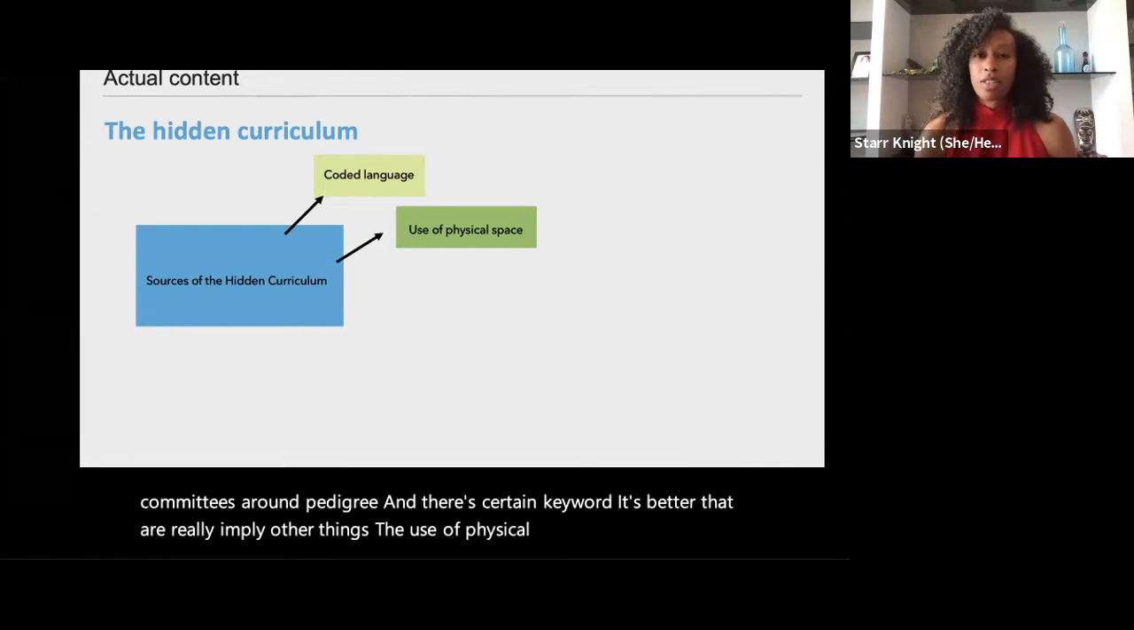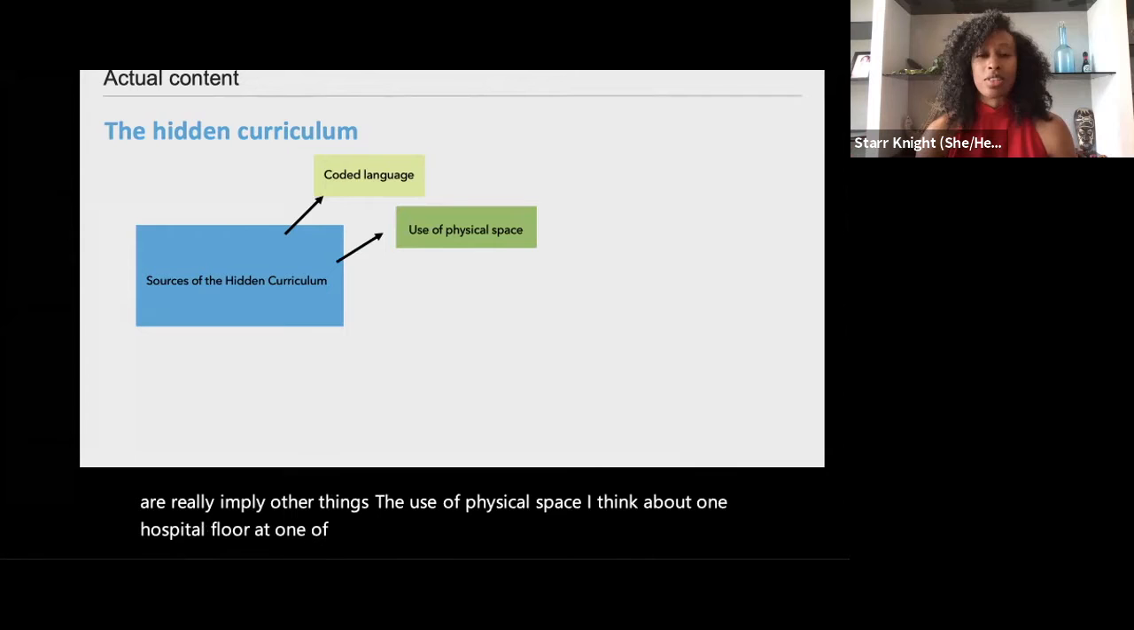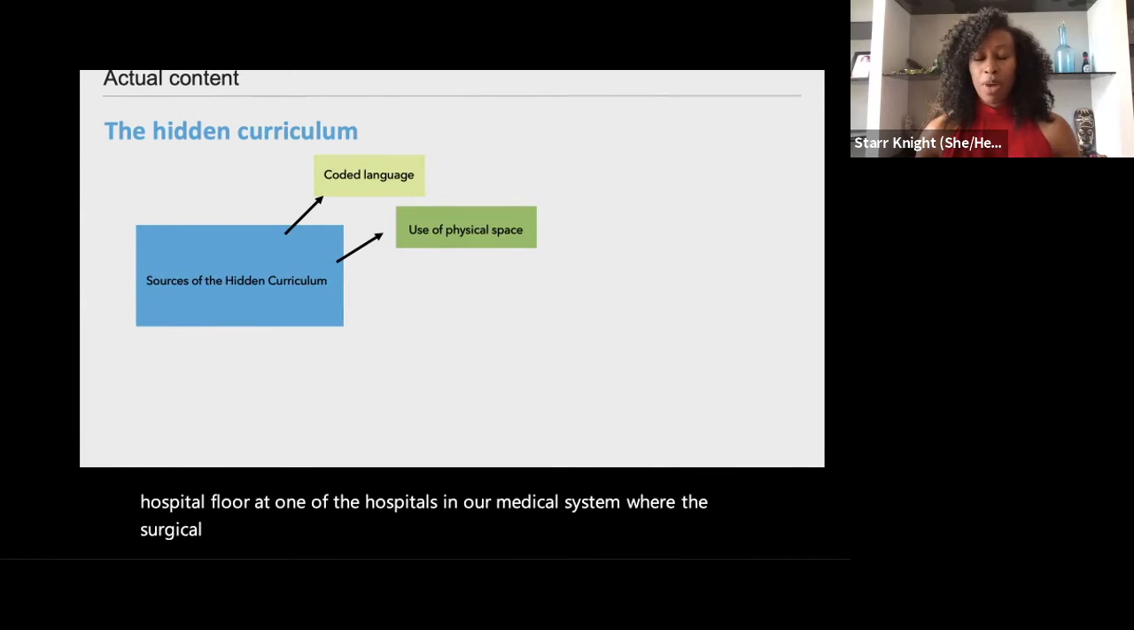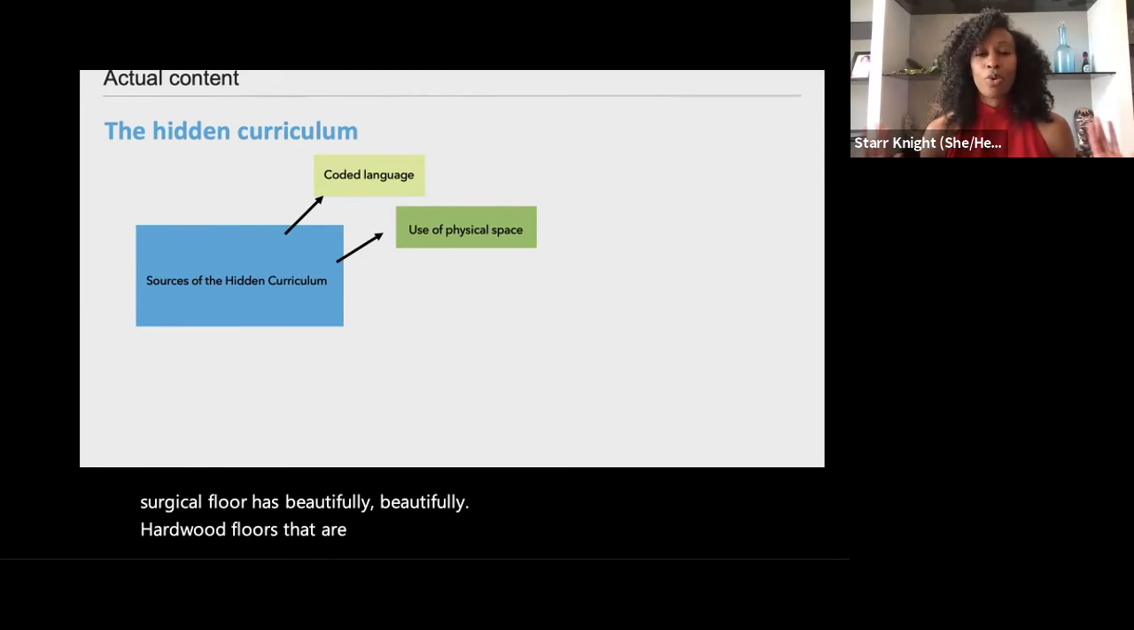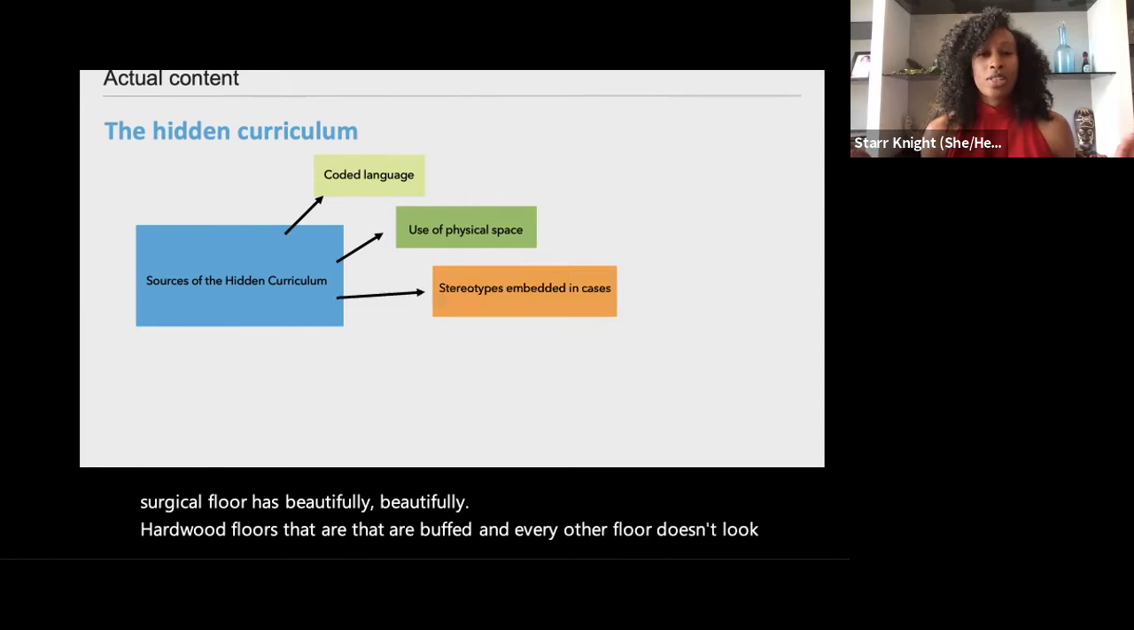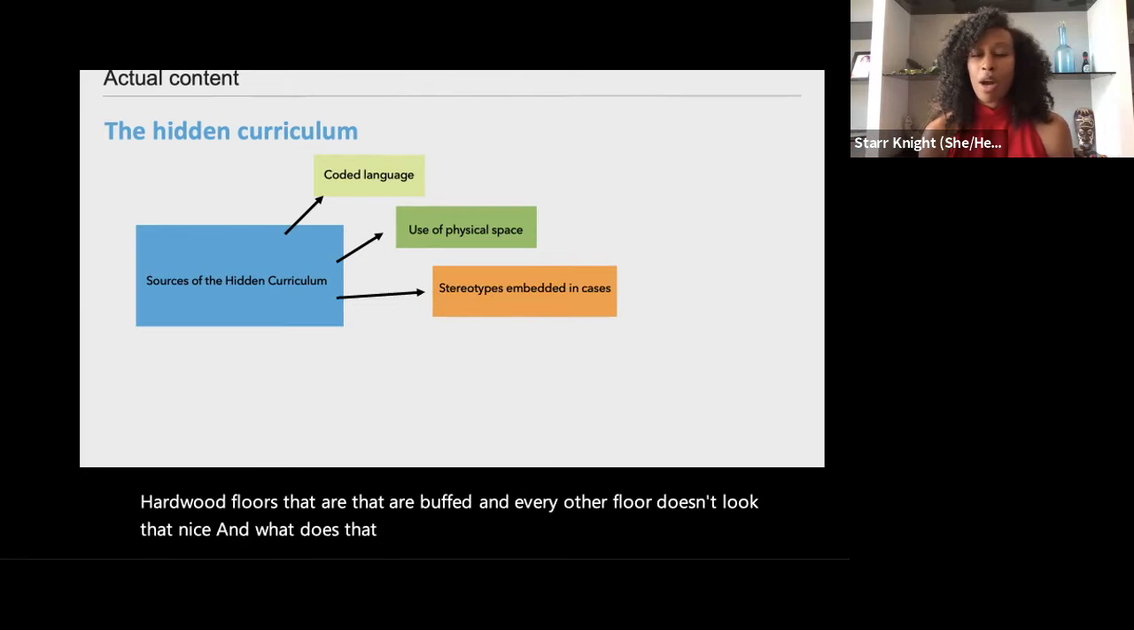The use of physical space. I think about one hospital floor at one of the hospitals in our medical system where the surgical floor has beautiful hardwood floors that are buffed, and every other floor doesn't look that nice. And what does that imply about primary care versus surgical subspecialties?